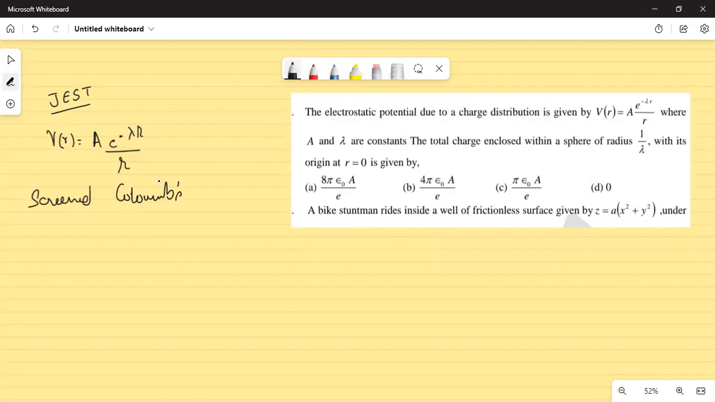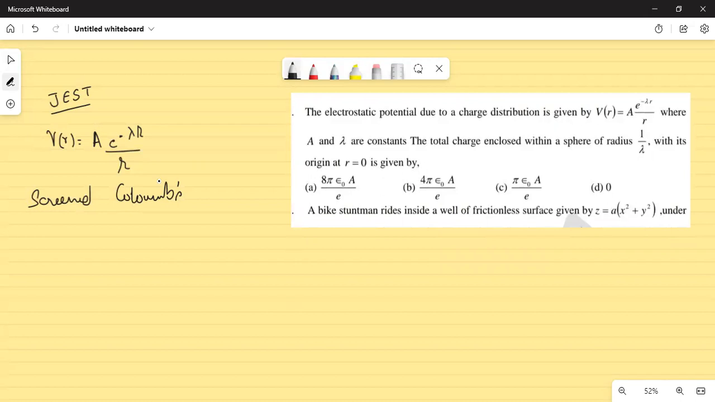While doing this problem, there are two ways. The first way can be to find del square V and then try to find rho upon epsilon naught. And from rho, you just take your integration with respect to volume and get back your total charge enclosed. Another way can be to use the Gauss law.